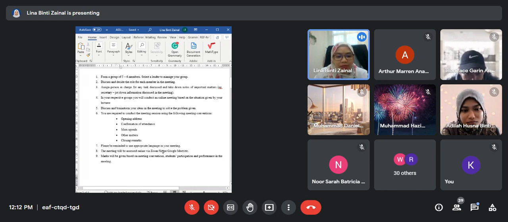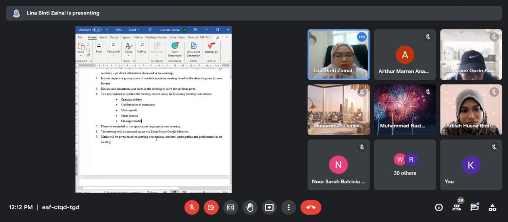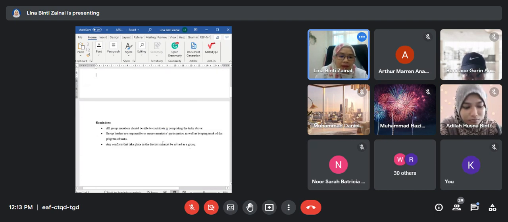Okay, the meeting will be assessed via Meet session. Okay, marks will be given based on the meeting convention, students, participants and performance in the meeting. So that's why I say even though the chairperson is responsible to decide in most of the thing, but the group members also need to actively participate. You cannot be simply member je, dia nak sibuk jadi leader kan. Buatlah semua. Cannot like that. Okay. So if you did not participate, it affect the whole group members marks. Okay.